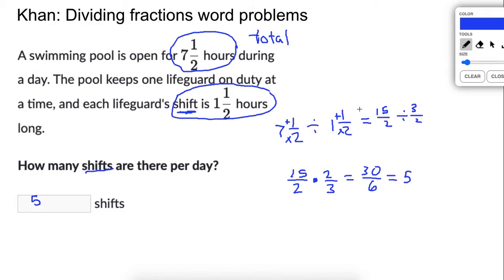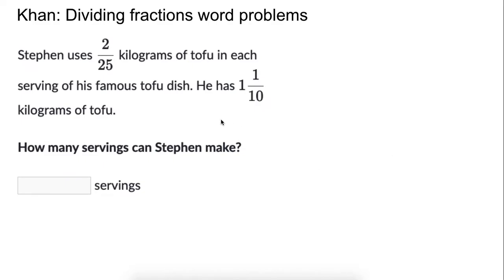So again, writing our original division problem, changing it from mixed numbers to fractions, then writing our equivalent multiplication problem, where we multiply by the reciprocal. Again, we flip the fraction here, and then multiply it out and simplify it. Okay, let's try another one here.